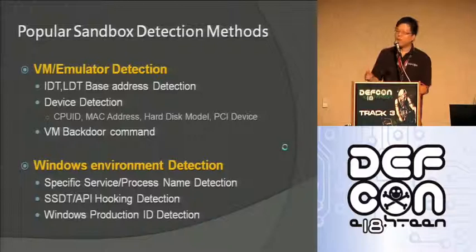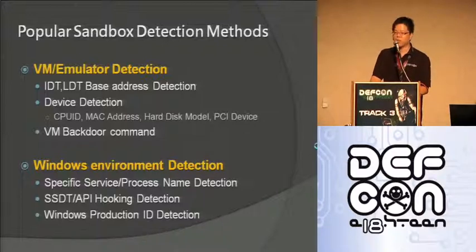Now we will also talk about how they fight against sandboxing environments, how they can detect whether they are in a sandboxing environment or not. These are the approaches that they use. The first is how they detect whether they are inside a VM or emulator environment. Usually, one approach is to check the base address of the IDT and LDT, because on a normal machine, the IDT and LDT address starts with A something. If it's not starting with this address, then it's probably in a VM environment.